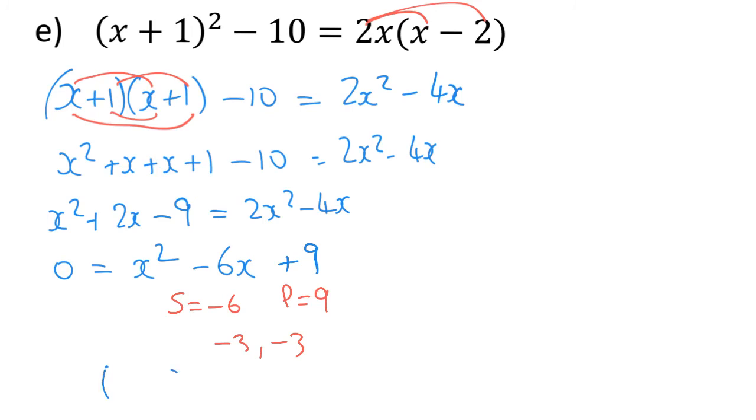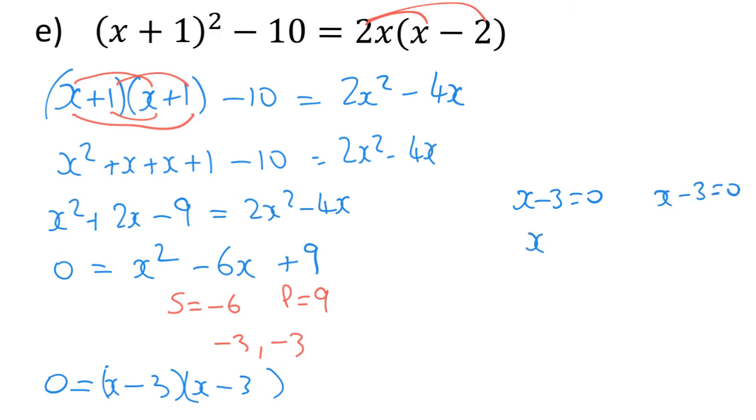So our brackets are going to be x as the first term, and then a minus 3 as the other term in each bracket. That's going to equal 0. So then we have x minus 3 equals 0, or x minus 3 equals 0. If we solve the first one, we get x equals 3. Solving the second one, we get x equals 3. So therefore, we've only one solution this time, x is equal to 3.